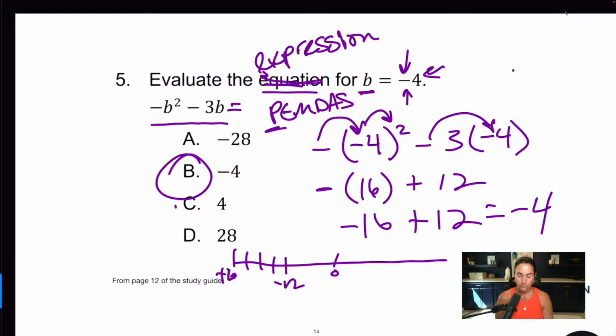Okay. So again, did the exponent. -4 times -4 is 16. Still have that negative there. When I distribute it in, I get -16. And then I have a -3 times -4. Negative times negative makes it a +12. -16 plus 12 is -4.